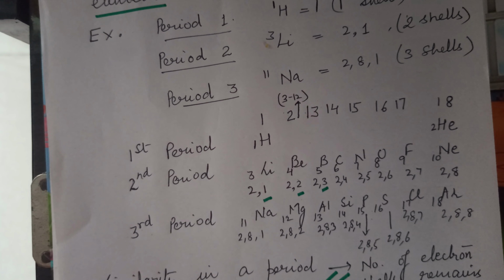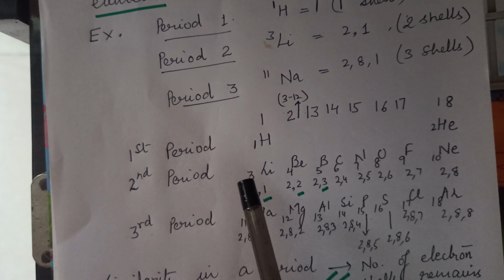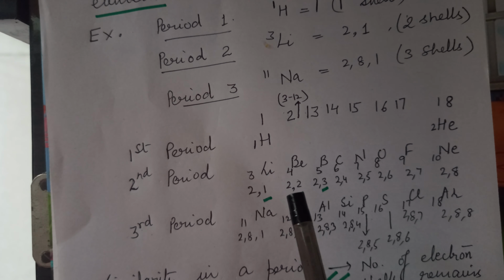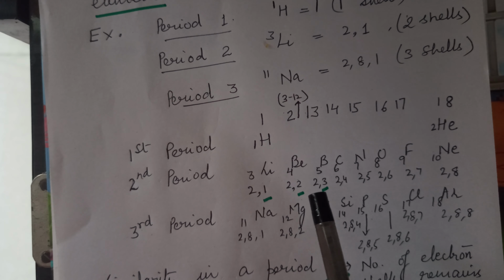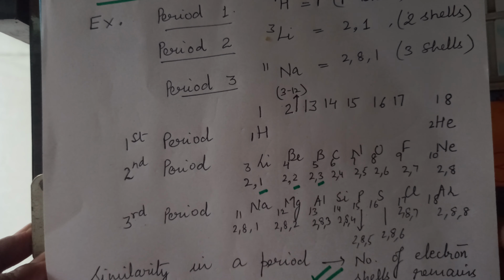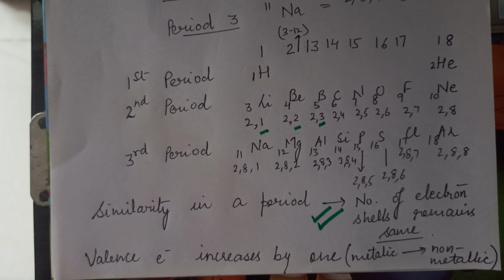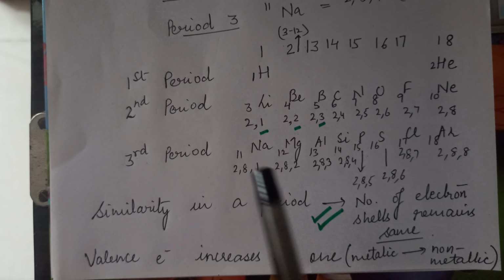If you try to find one difference between the elements of a period, like when we move from lithium to beryllium, what happens? The difference is it changes from 2, 1 to 2, 2. That means 1 electron in the last shell has been increased. Similarly, for boron, 2, 3, 1 electron is increased. That means as you move from left to right in a period, the number of electrons in the last shell increases by 1. That means valence electrons increase by 1. This is a difference in the elements of a period.